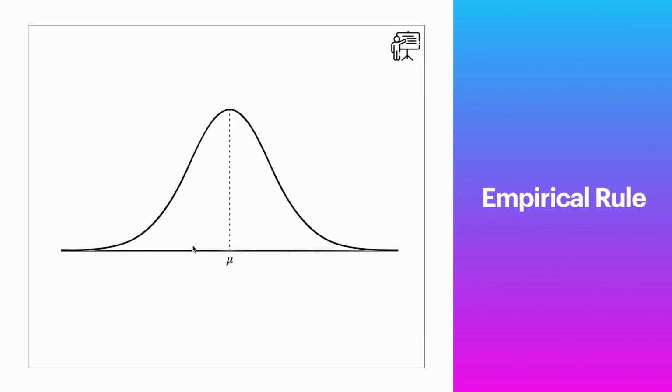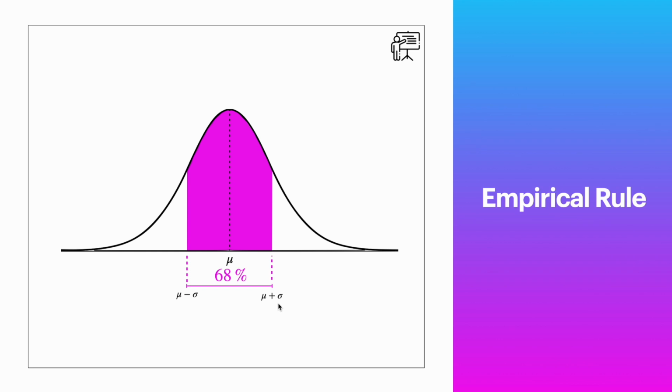Let's put this in simple terms using an illustration. With bell-shaped data, the area under the curve is symmetric about the mean. Therefore, if we add one standard deviation to the mean, we get a value to the right of the mean, and if we subtract one standard deviation, we get a value to the left of the mean. These two values give us an interval that has 68% of the data.